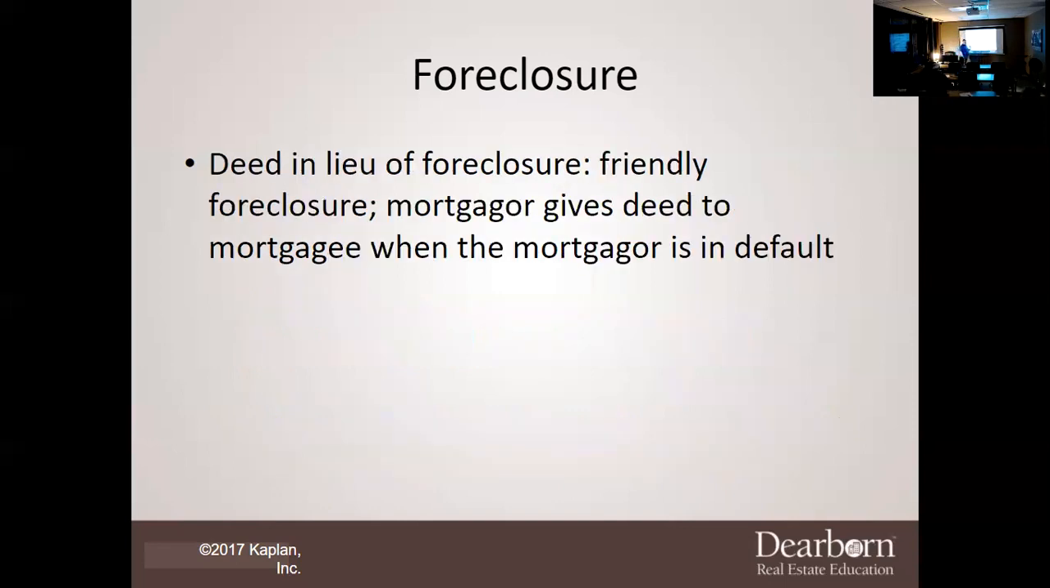Now, this is my favorite one. I love this one. A deed in lieu is this situation. A deed in lieu of foreclosure is basically what we call a friendly foreclosure. Okay? So what happens is the mortgagor, and who's the mortgagor? The buyer or the borrower, gives deed to the mortgagee. Who's the mortgagee? The lender. And when the mortgagor is in default, that's what occurs. So what happens here is in this situation, if you know that you're about to lose your property, you most likely want to do what?